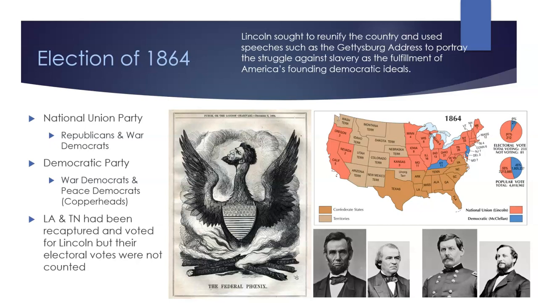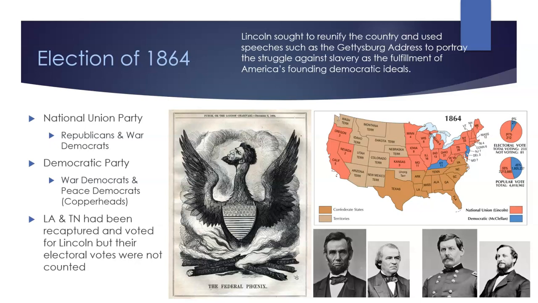And although they did renominate Lincoln, they chose Andrew Johnson, a war Democrat from Tennessee, as his running mate to broaden his appeal to other war Democrats. The Democratic Party was bitterly split between the war Democrats and the peace Democrats, with the more radical peace Democrats nicknamed the Copperheads. Since they were so divided, they actually compromised by nominating a pro-war presidential candidate, George McClellan, and an anti-war vice presidential candidate.